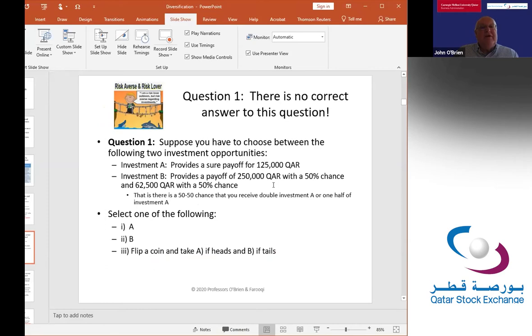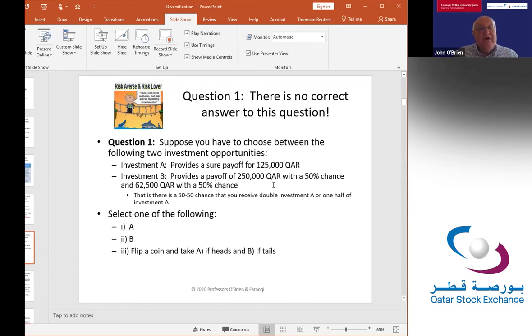But the question is, suppose you have to choose between the following two investment opportunities. Investment A provides a sure payoff of 125,000 Qatar riyals. Investment B is a risky investment. It provides a payoff of 250,000 riyals with a 50% chance and 62,500 riyals with a 50% chance.